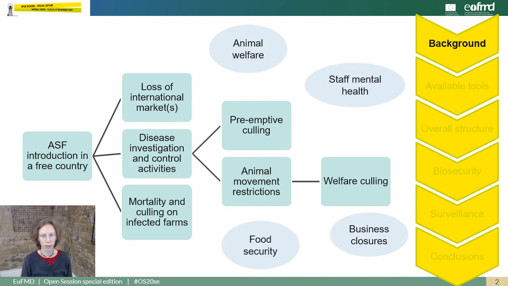These include preemptive culling on epidemiological contacts and also animal movement restrictions in infected areas. When fattening pigs have exceeded market weight and cannot be sent to slaughter plants, they need to be culled for welfare reasons. The broader outcomes of such introduction are issues of food security and supply, business closures, loss of jobs, staff mental health issues, and animal welfare issues.